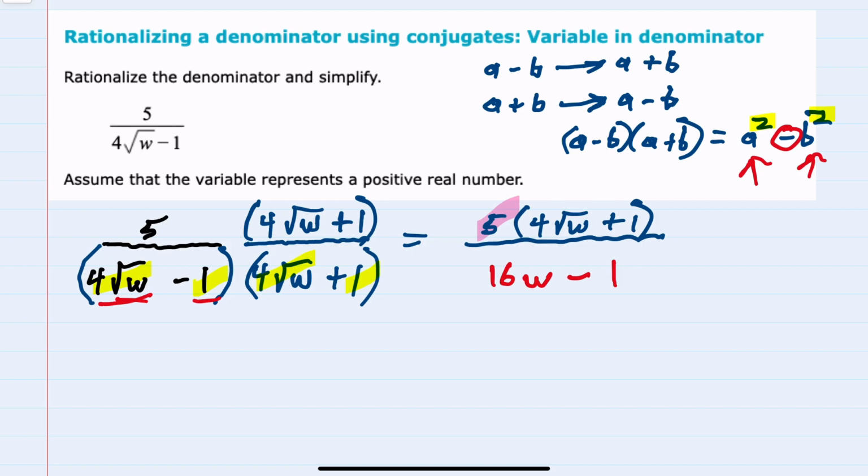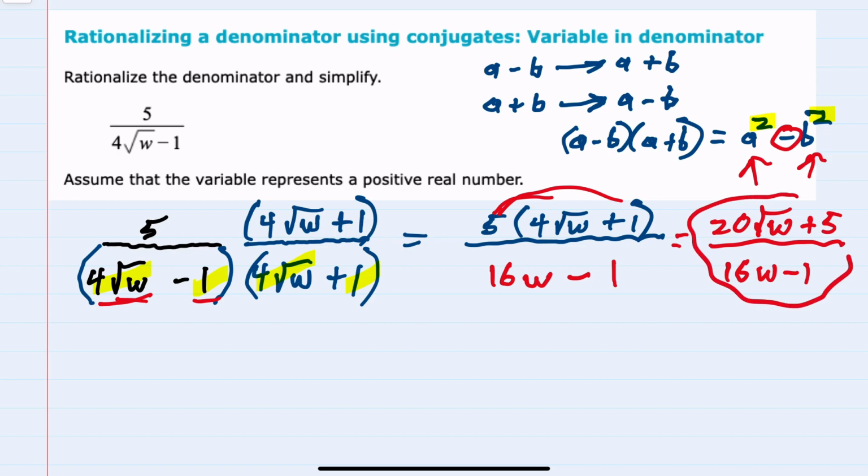But since there's nothing to factor out of this denominator, I should go ahead and distribute the 5. So 5 times 4w, 20 square roots of w. And then 5 times 1 is 5, and our denominator, 16w minus 1, is now rational. There are no radicals in the denominator, and we've simplified as much as possible.